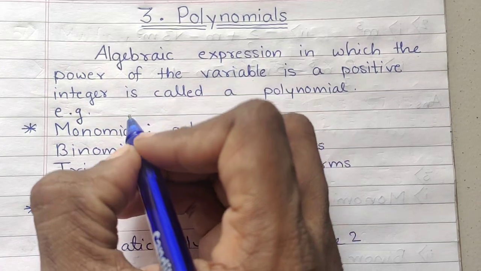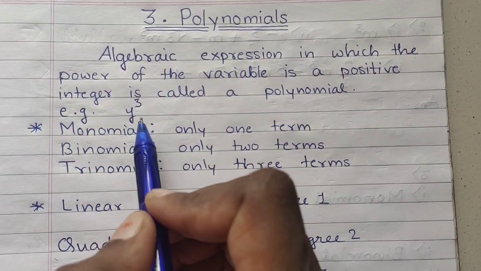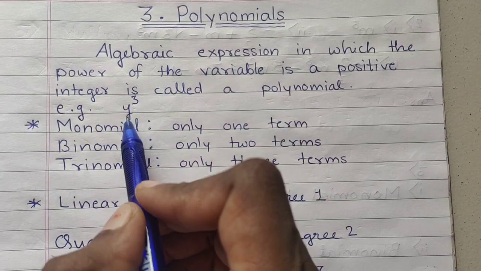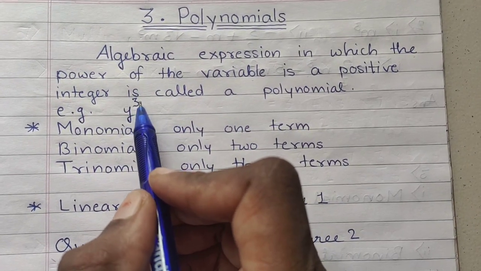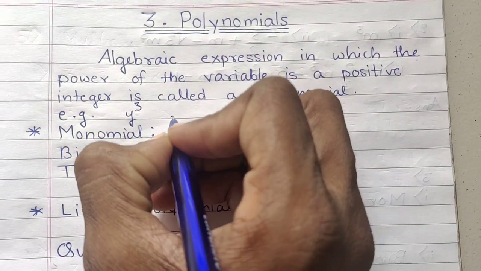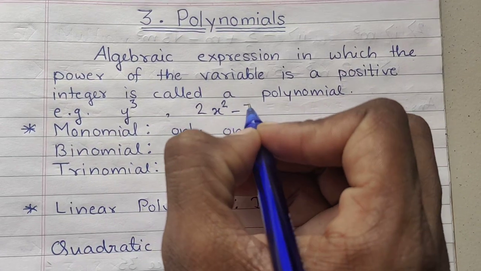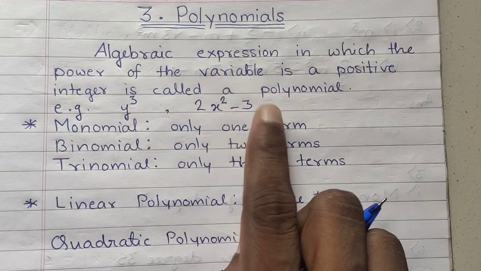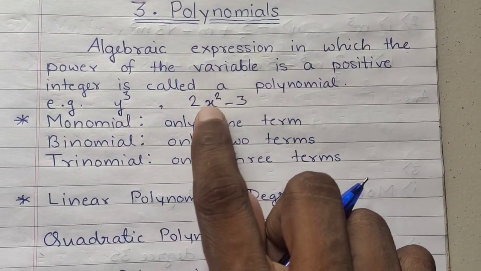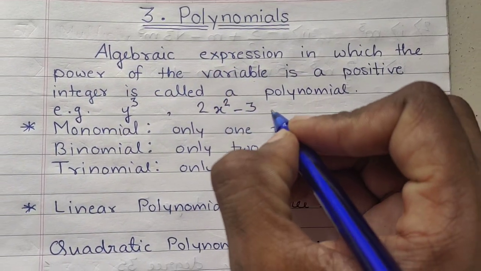For example, see y cube. In this y cube, you can see there is one variable y and the power is 3, and 3 is a positive integer. So this is a polynomial. Let me tell you one more example. 2x square minus 3. This is also a polynomial, where the power of the variable is 2. So this is a polynomial.